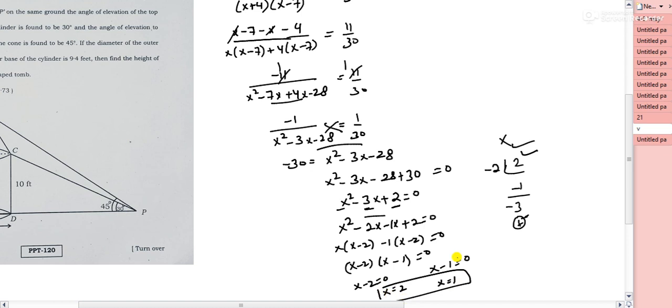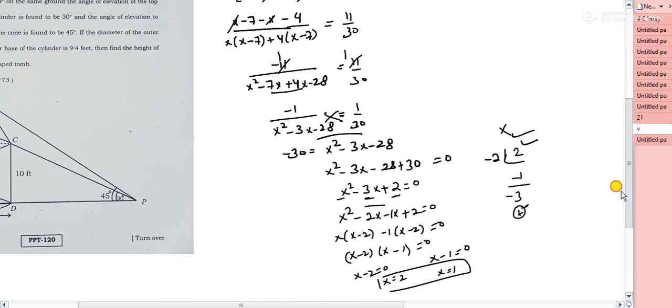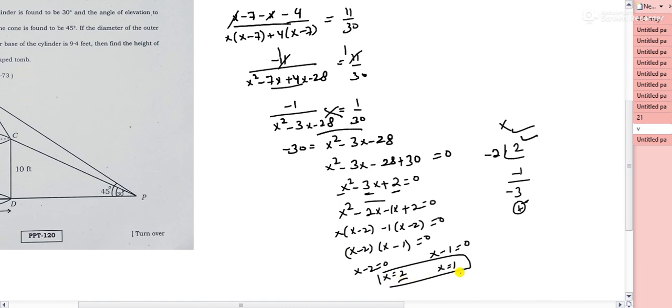So these are the two values, and they have asked that x should not be equal to minus 4 and minus 7. So they are not minus 4 and minus 7. We have got different values only. So this is the correct answer. Okay, I hope it's clear.